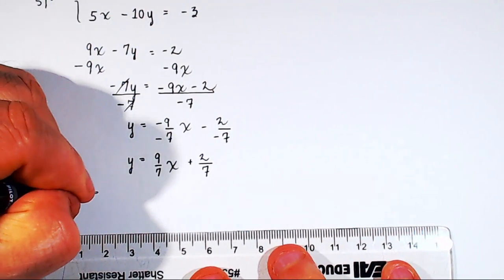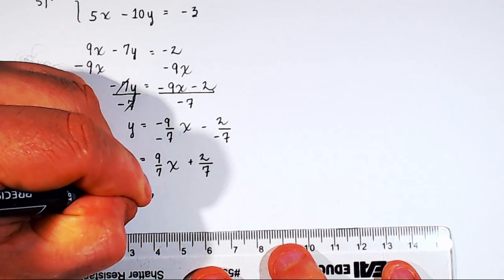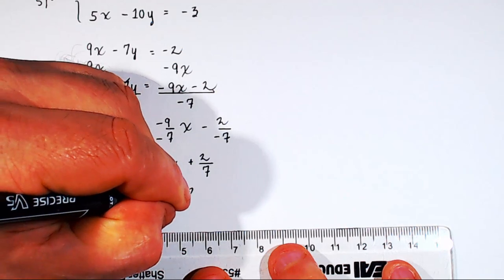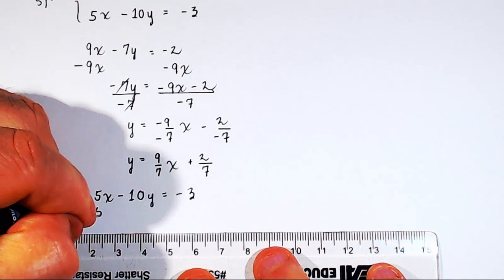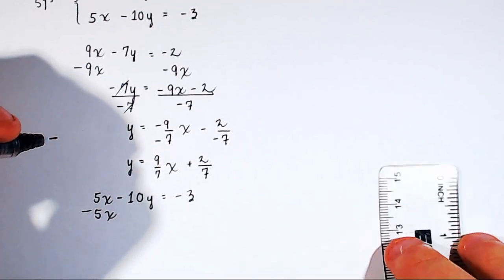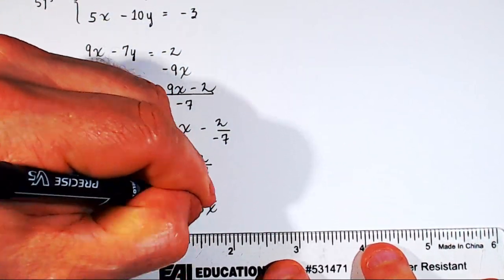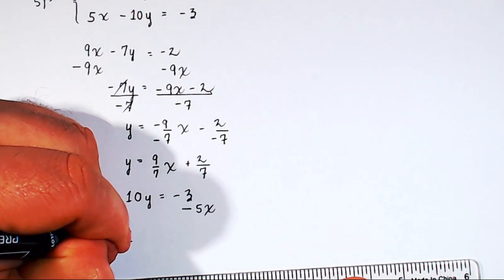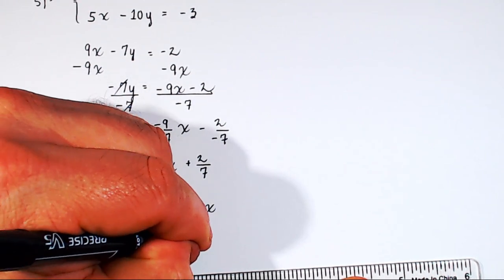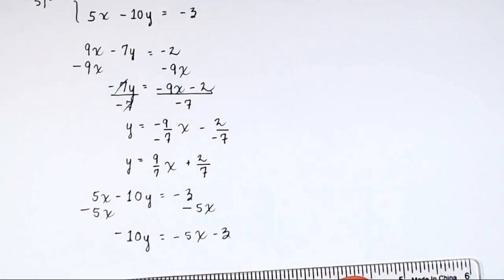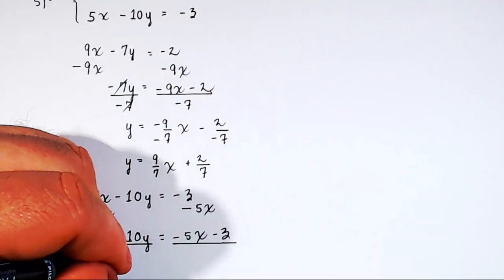Okay, so 5x minus 10y equals -3. And we subtract out 5x on both sides. We have -10y equals -5x minus 3. Divide both the left and the right by -10.